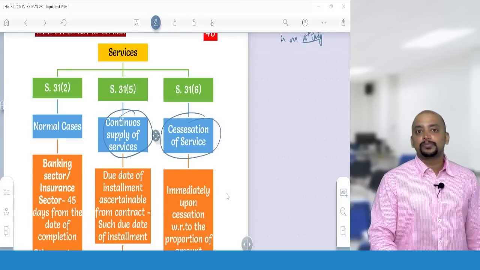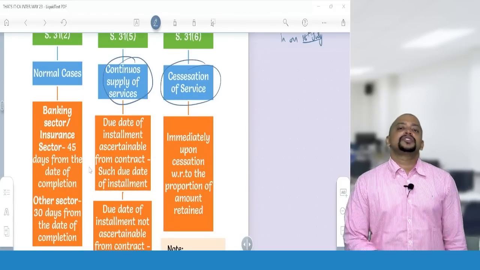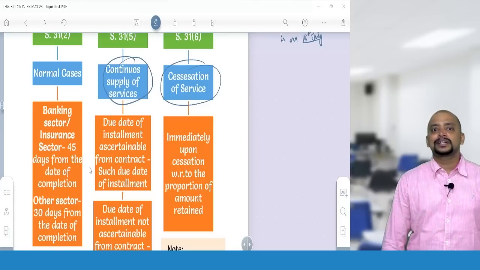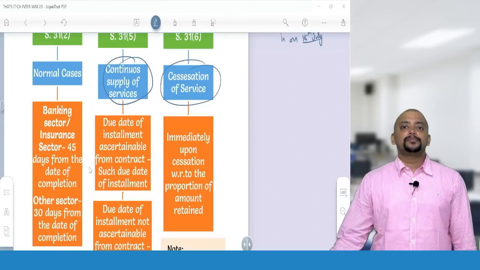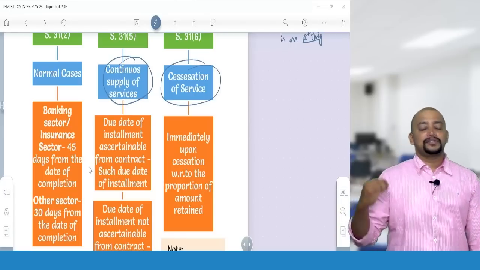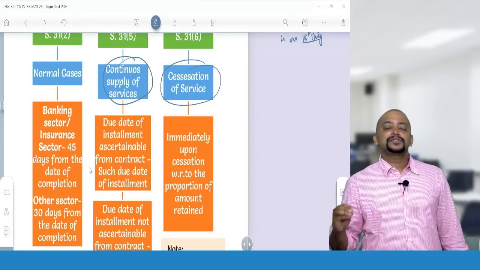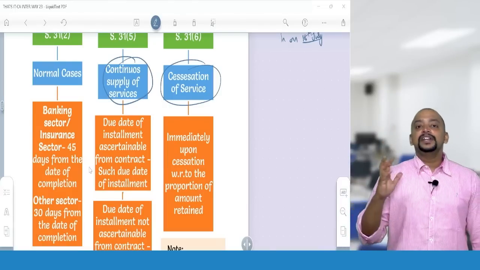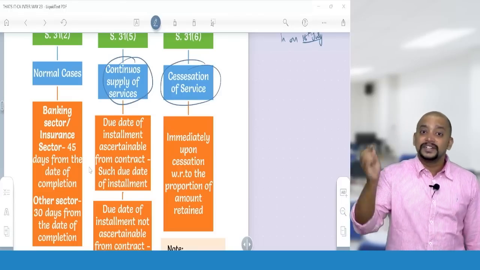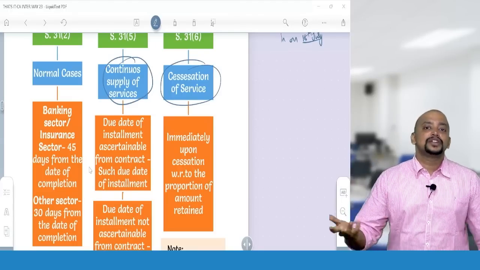So in case of supply of services, normal cases, we need to check, is it banking sector or insurance sector? Banking sector or insurance sector, 45 days from the date of completion will be taken. In case of any other services, 30 days from the date of completion will be taken. So that is the due date of invoice. Whereas in case of continuous supply of services, we need to check whether the due date of installment is ascertainable in the contract. Yes, then the due date of installment is the due date of invoice.